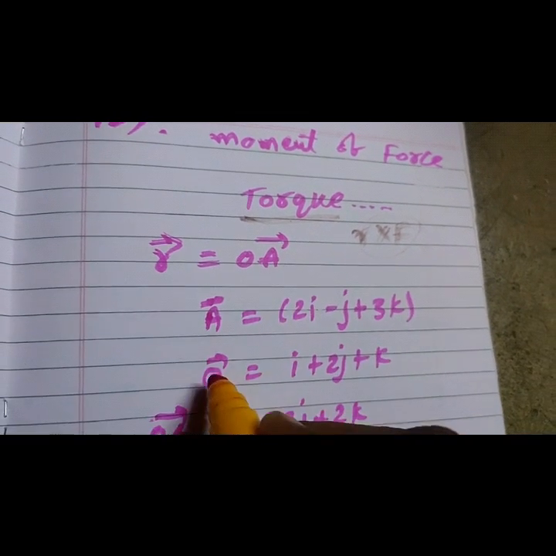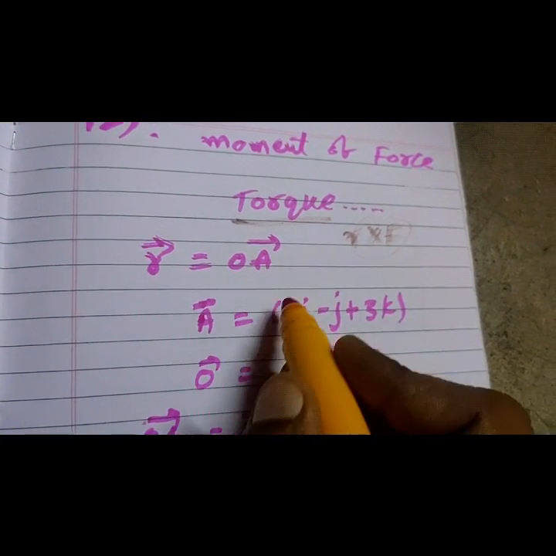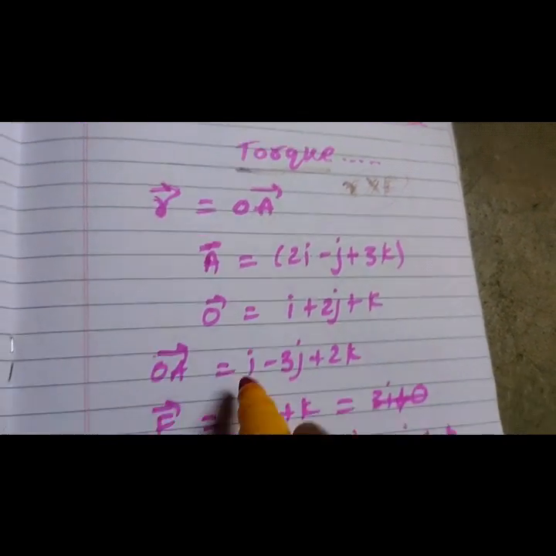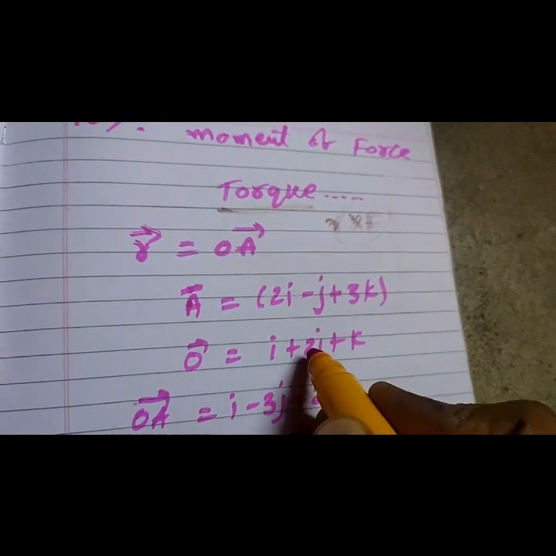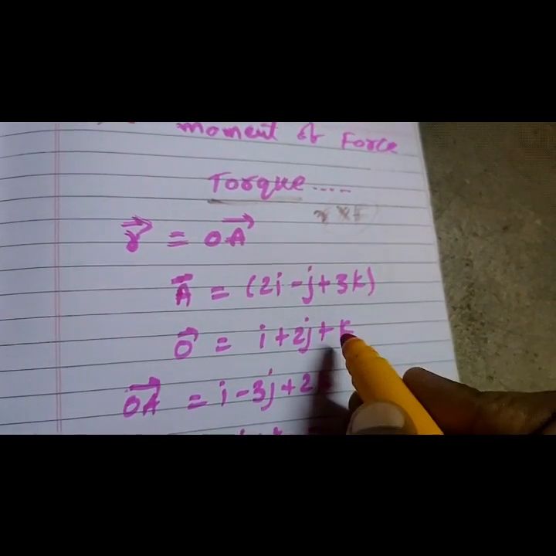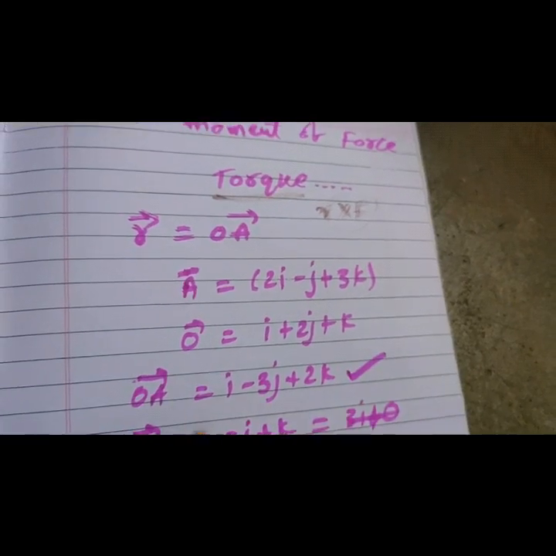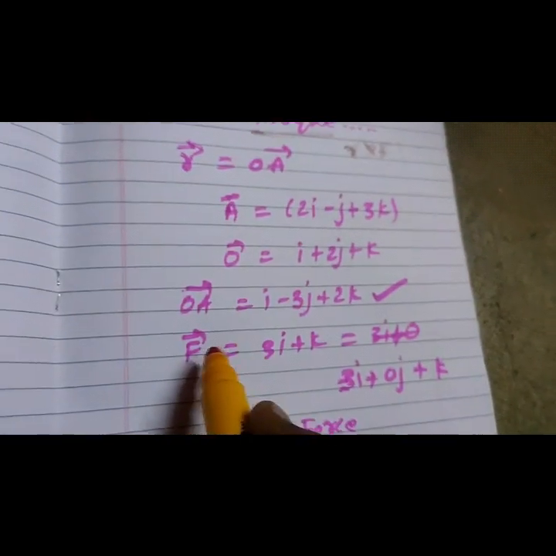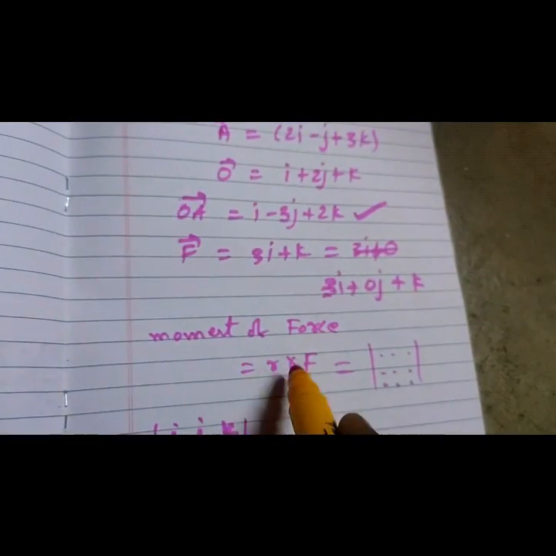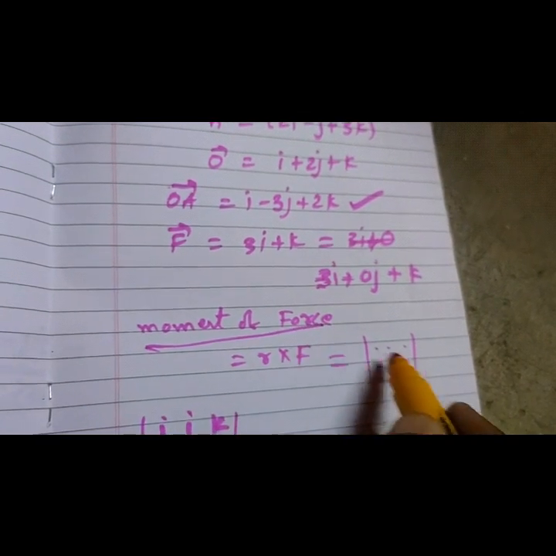How to find OA? It is nothing but A minus O: 2I minus I, minus J, minus 2I minus 3I, 3K minus K, so 2K. Clear? OA, I got it. Anyway, F they have given already, this one. So the cross product between them, R cross F, is the moment of force.